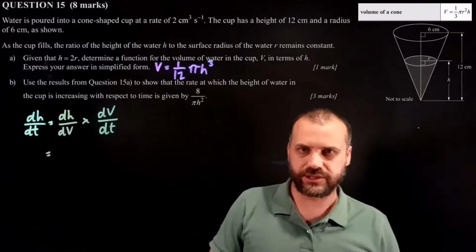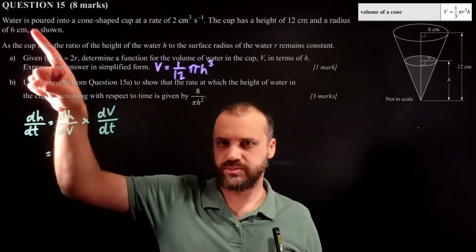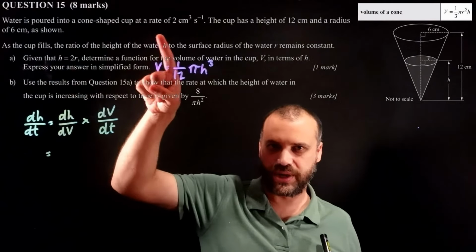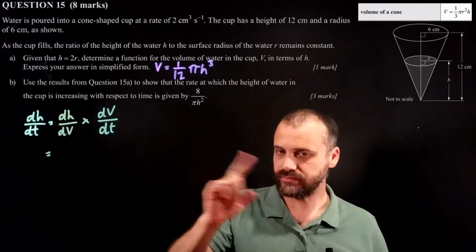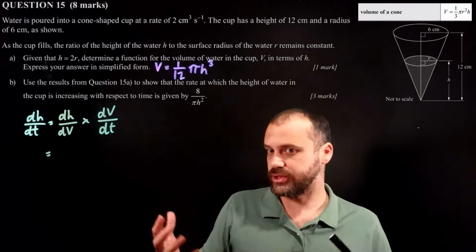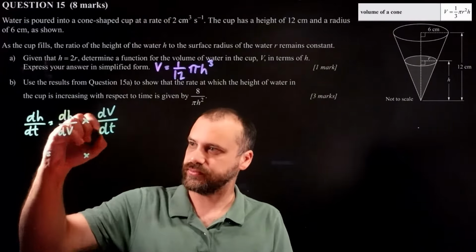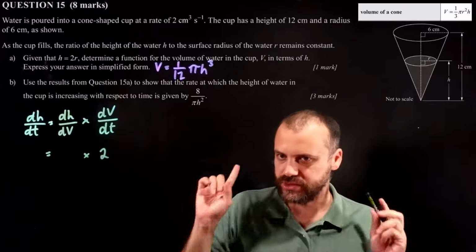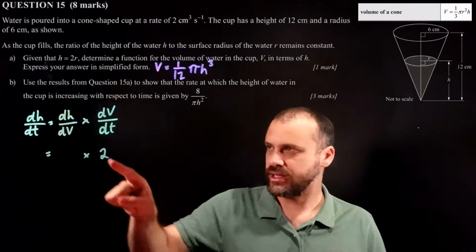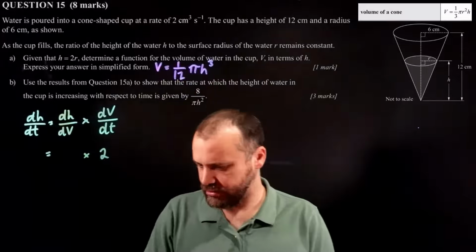All right, so let's look at the question because usually there's some information in the question that helps us. Water is poured into a cone-shaped cup at a rate of 2 centimeters cubed per second. Okay, that's volume with respect to time. So straight away, dV dt, we know, is equal to 2. All right, straightforward, easy, nice. This dH dV, however, that might be just a tiny bit trickier.